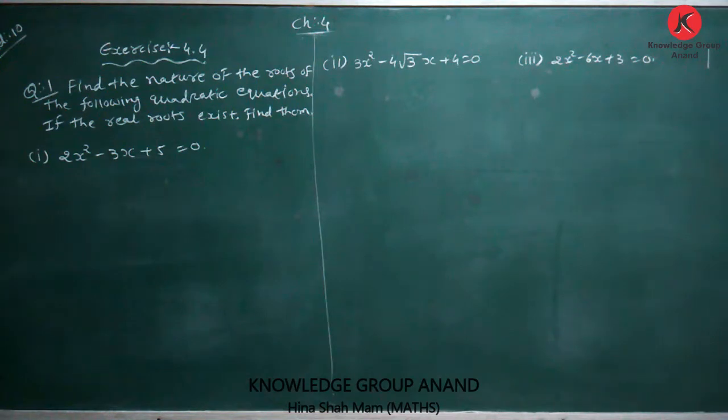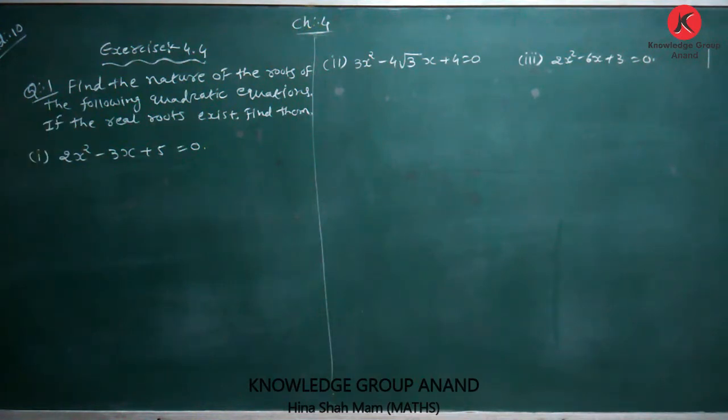Exercise 4.4. Question number 1. Find the nature of the roots of the following quadratic equations. If the real roots exist, find them.